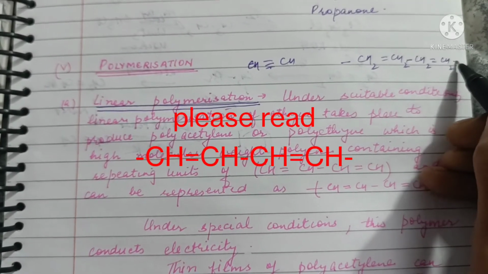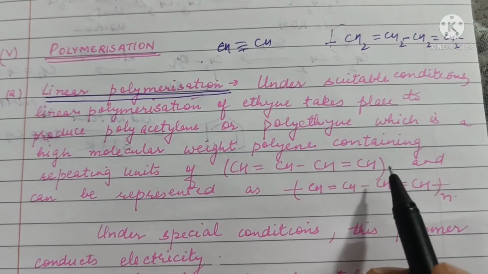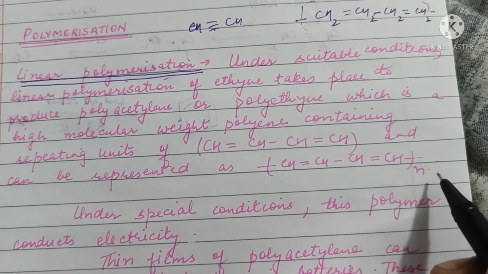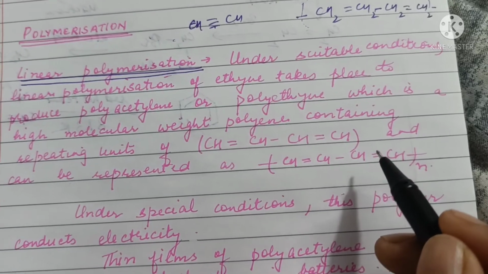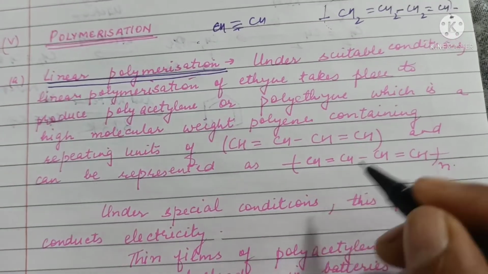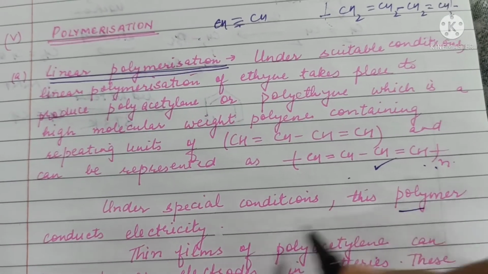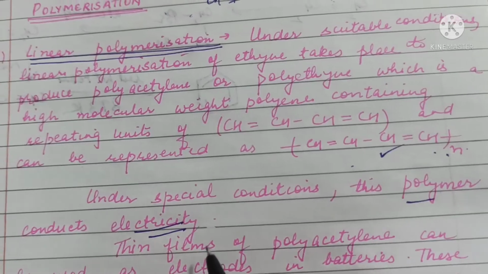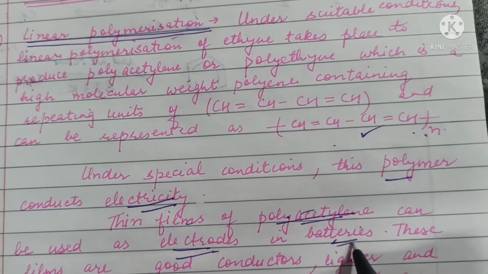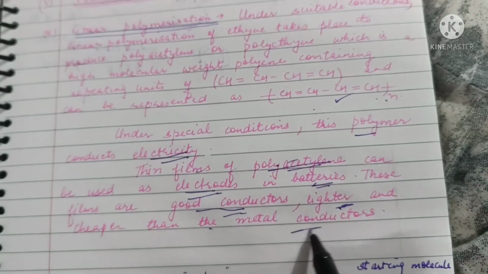Again, in the same manner, one bond is broken. So this group will be repeated again and again. This will be the repeating unit, and it can be represented as n times CH double bond CH, single bond CH, double bond CH, n times. So polymer is formed. The important characteristic of this polymer is that under special conditions it will conduct electricity. So a thin film of polyacetylene can be used as electrodes in batteries, and they are not only good conductors, they are lighter in weight and cheaper than the metal conductors.